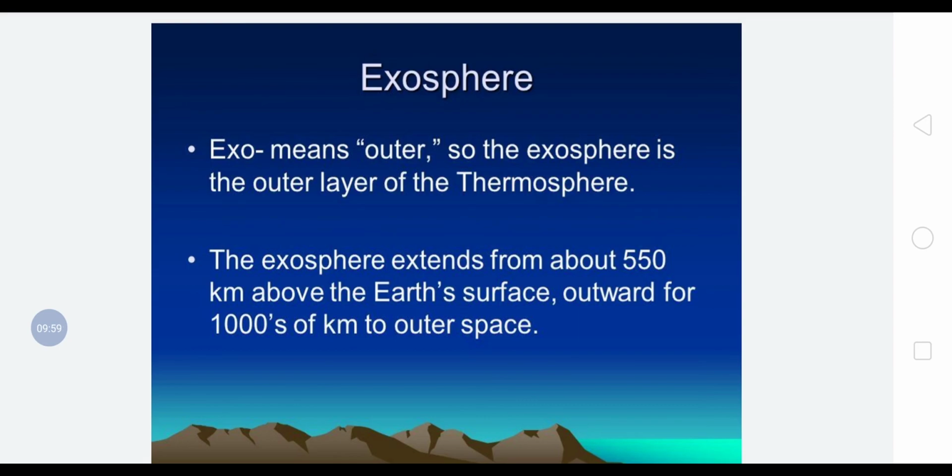I hope all these layers of the atmosphere are clear to us? Now in the next video, we will be continuing with the air and its composition.